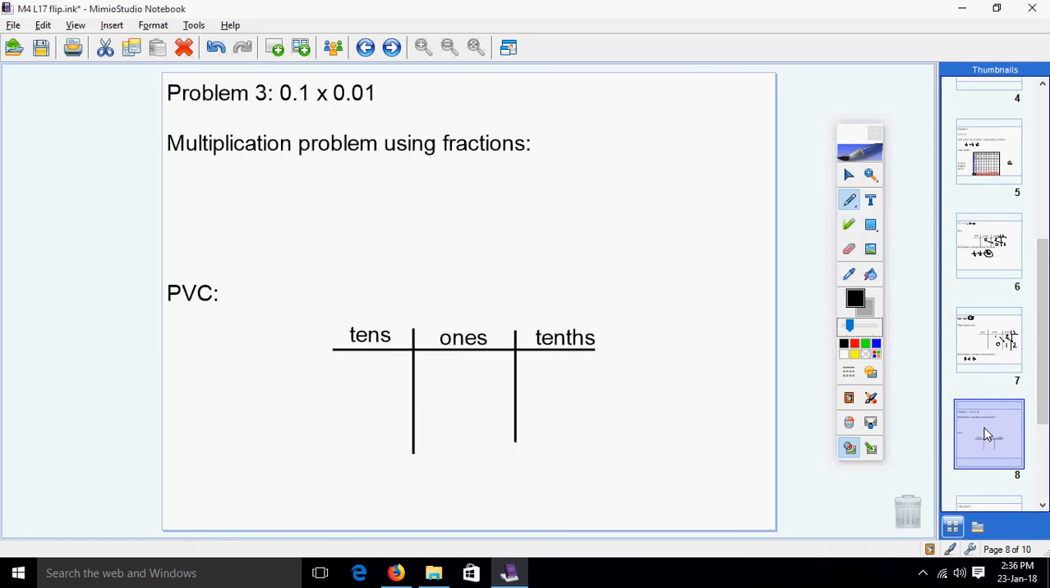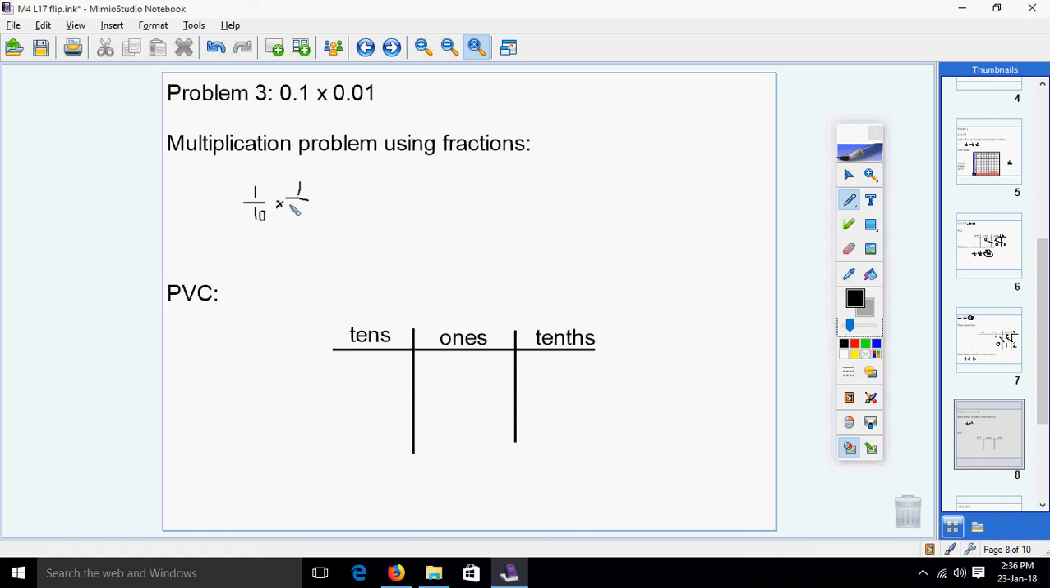We worked with a number that had a whole number, but now let's look at multiplying something by tenths and hundredths. Let's see what happens. All right, so we're going to start with the multiplication part first, and then we'll go to our place value chart. So I have 1/10, and I'm going to multiply by 100.